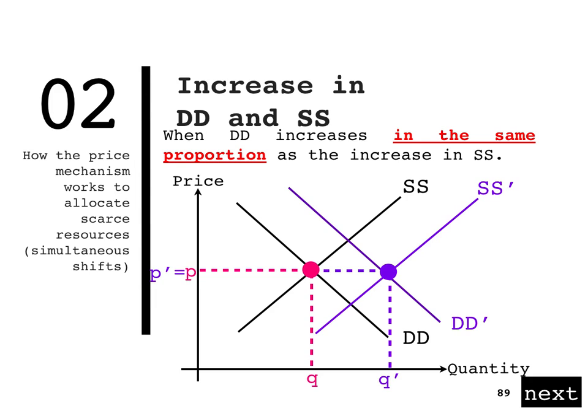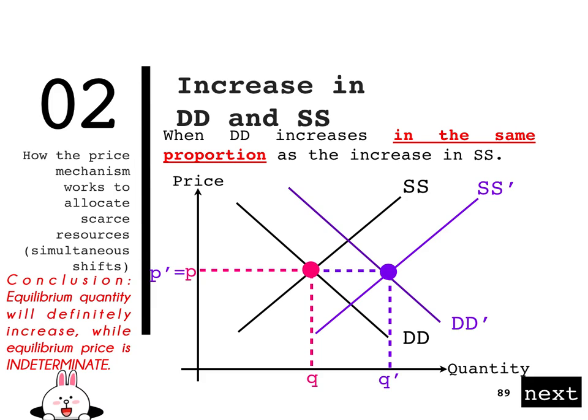So you notice that when there's an increase in demand and supply, the impact on quantity is actually certain. We are certain that regardless of the extent of shifts of demand and supply, quantity will definitely increase. But the impact on equilibrium price is actually indeterminate or uncertain. Why? Because it depends on the extent of shifts of demand and supply.